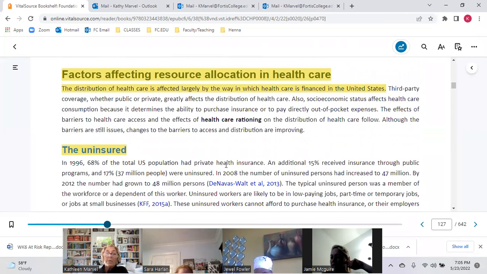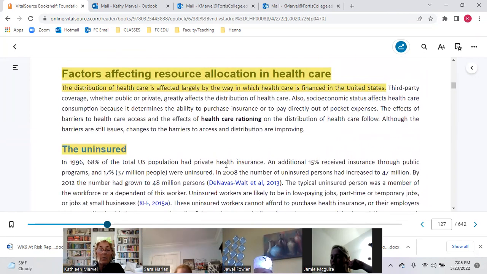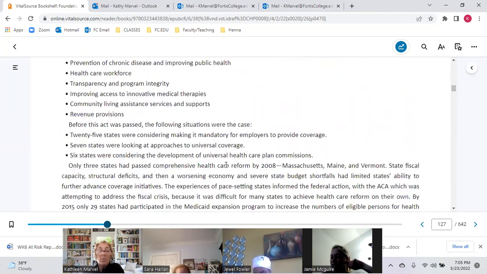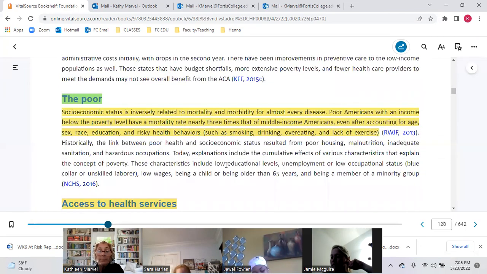And what are some factors affecting resource allocation? The uninsured. We just need to know what the factors are. You don't need to memorize everything about the uninsured. We need to know that what drives it is the uninsured, the poor, right? We know that socioeconomic status is inversely related to mortality and morbidity for almost every single disease, right? Poor Americans with income below the poverty level have a mortality rate 3 times that of middle Americans.